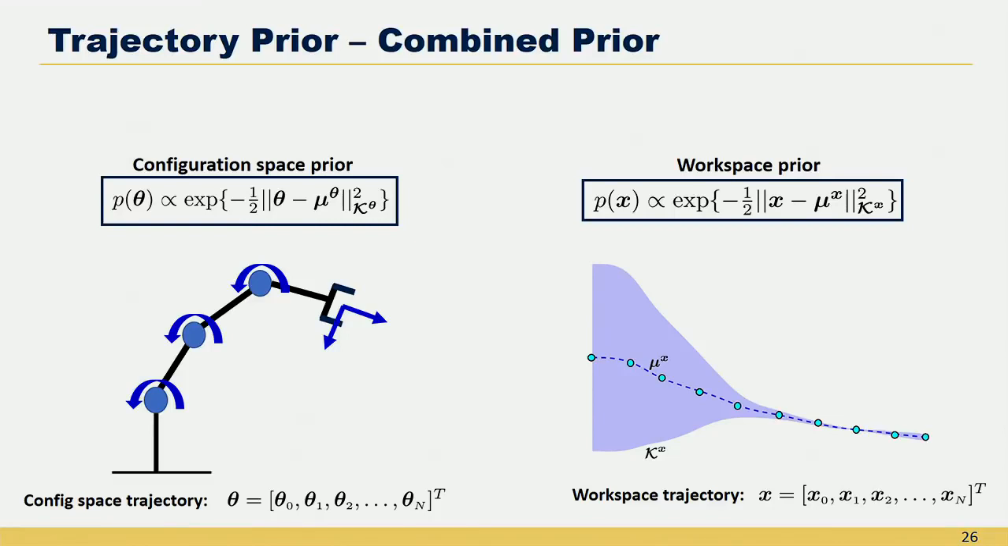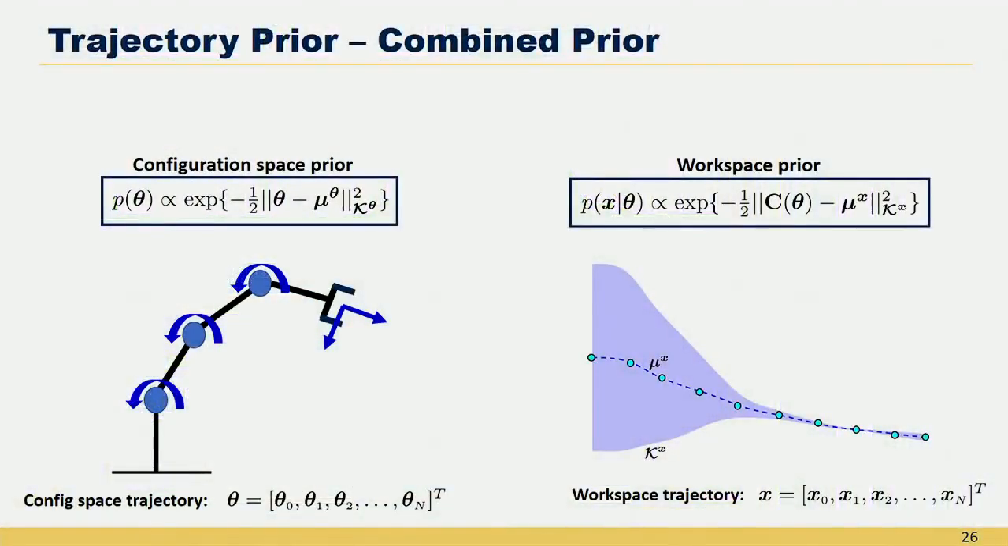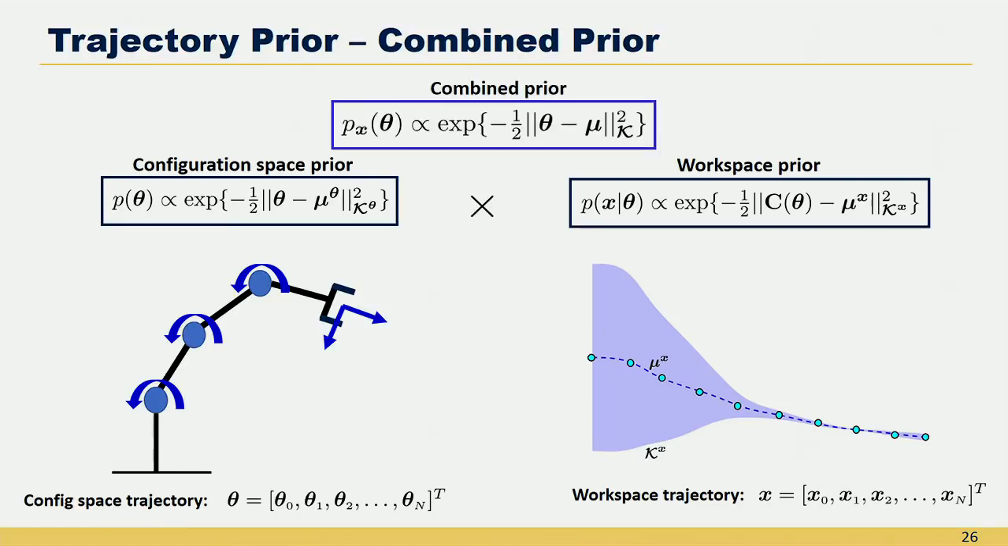Since the workspace trajectories are not independent of the configuration space trajectories, they are rather mapped using the forward kinematics of the robot, we simply reparameterize the workspace prior according to the kinematics. The mean and the covariance remain the same, however. The combined prior that we eventually use, that enforces optimality both in the workspace and in the configuration space, is the product of these two.